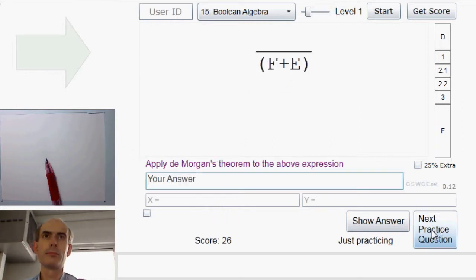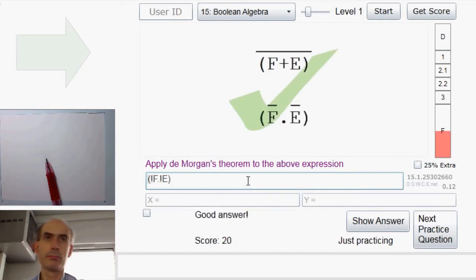Let's try another one. Right, apply De Morgan's theorem to this. Well, firstly, I'll just write this down in the not notation. That would be not F or E. Then, to apply De Morgan's theorem, we invert the two terms, so it becomes not F and not E. We change the or into an and, we put an additional not at the beginning. Well, those two nots would now cancel out, so we would just end up with this. That'll do.